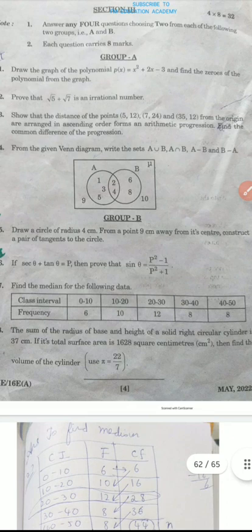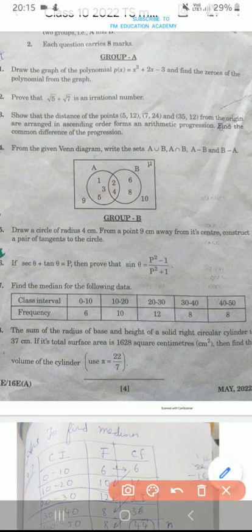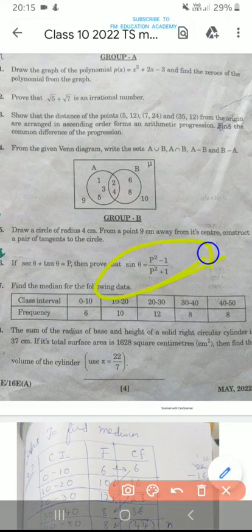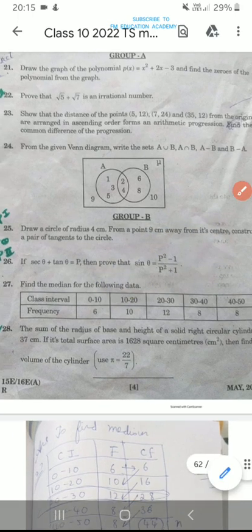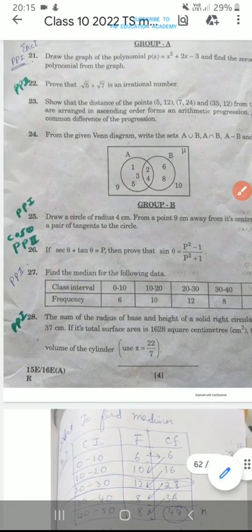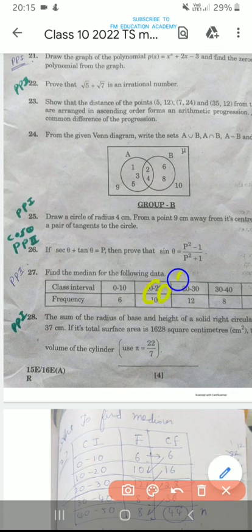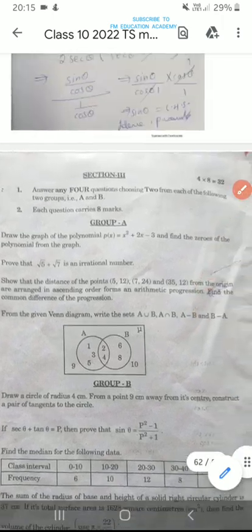Next we have a trigonometric question. If secant theta plus tan theta is P, then prove that sin theta is equal to (P square minus 1) by (P square plus 1). Now a similar question came before also in practice paper 2. In practice paper 2, it was told in terms of cos, but here it is in terms of sine. So how to do this question here?